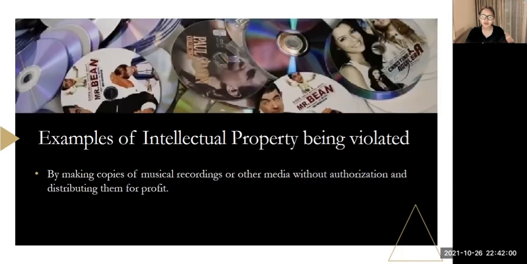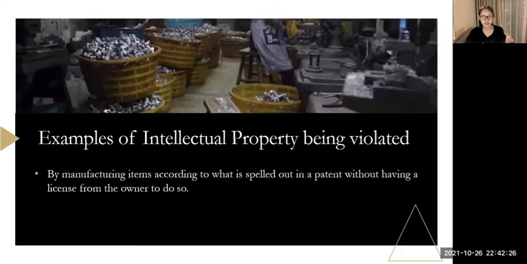Next, by making copies of musical recordings or other media without authorization and distributing them for profit. So yan, lalo na ulit dito sa Pilipinas. Maraming pirated na CDs, DVDs, mapakanta, mapa-movies, mapa-cartoons pa yan, mapa-anime na episodes. Marami ang pirated na CDs, katulad ng picture na pinapakita.